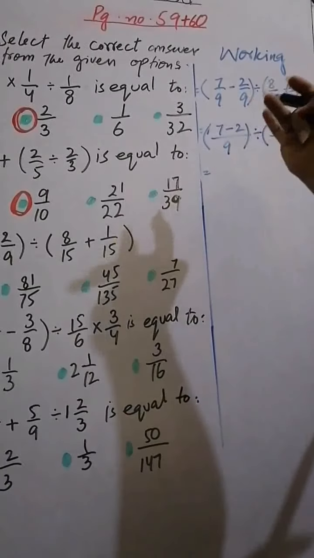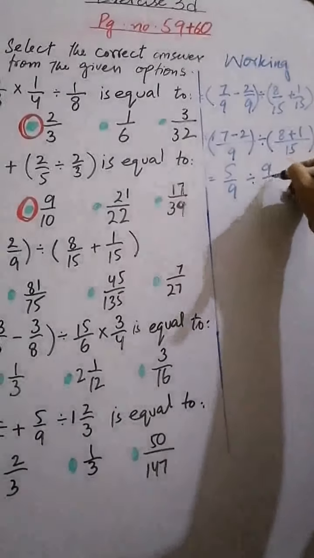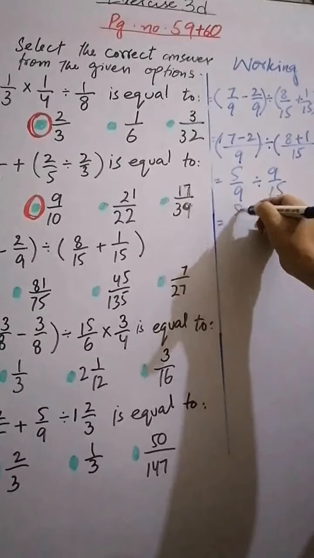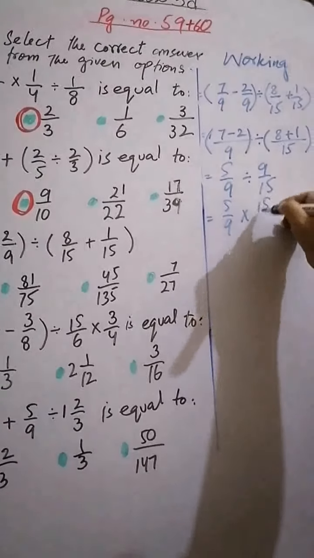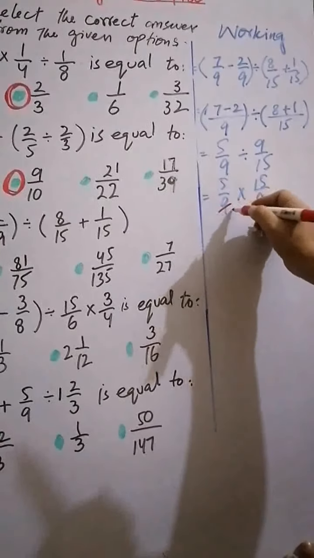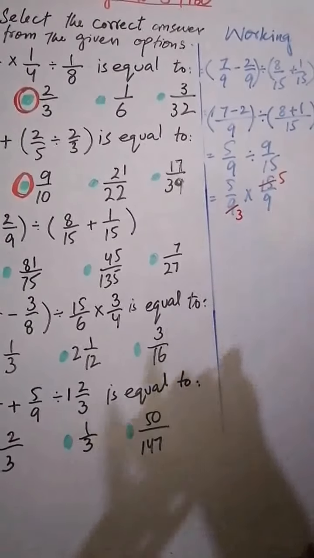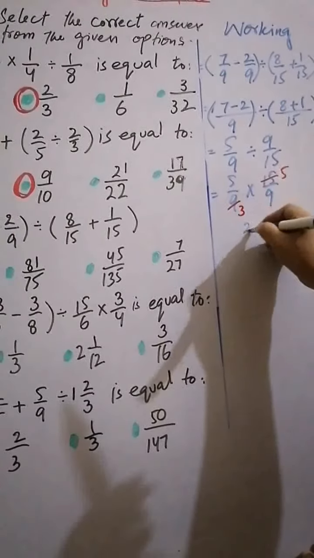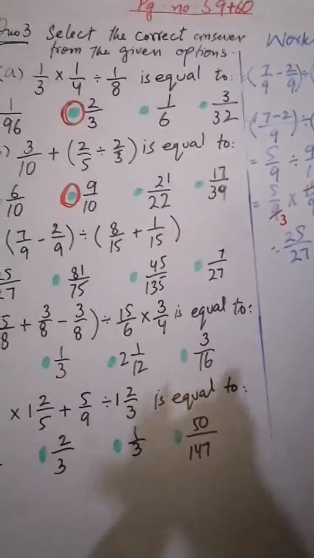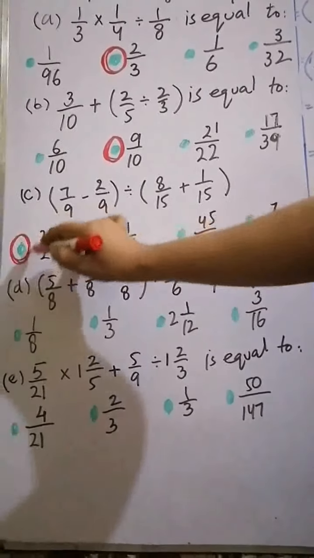7 minus 2 it's 5 by 9 divided by 8 plus 1 is 9 by 15. Divide का sign, bracket जो है वो open हो गई है, so it's 5 by 9, reciprocal over here 15 by 9. So cutting is 3 3s are 9, 3 5s are 15. बस इसके अलावा नहीं हो रही. So it's 5 5s are 25 and 3 9s are 27. So where is our answer? It's our answer, so it's circle over here.